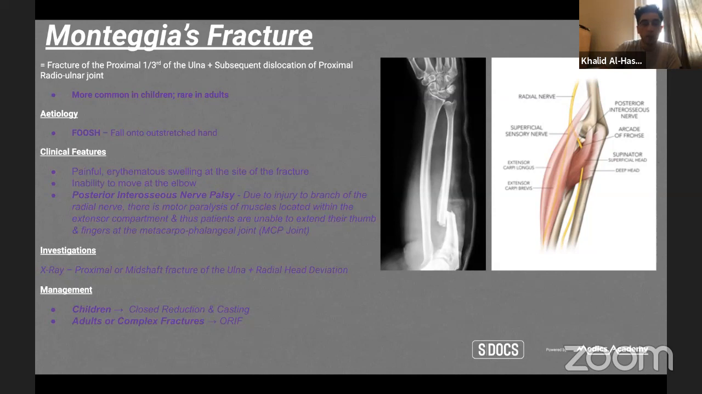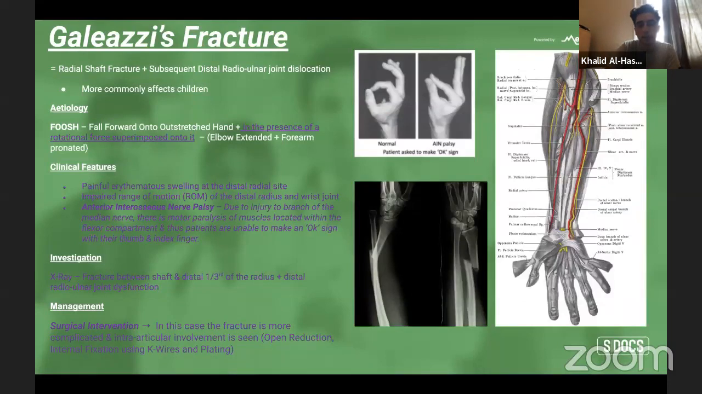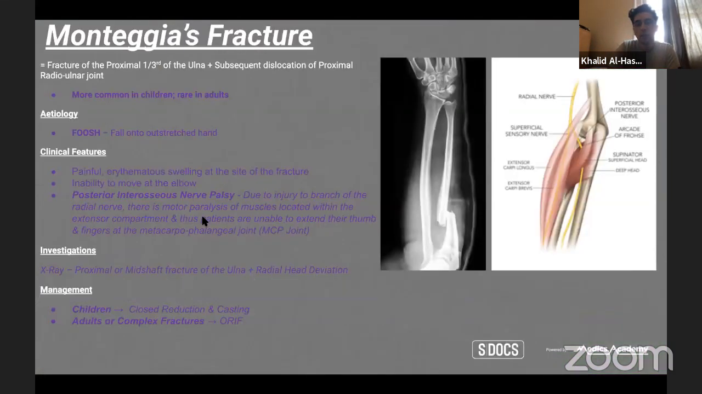What we have is similar clinical features as with all fractures, such as inability to move the elbow and painful erythematous swelling. The most important thing to take away from this would be a posterior interosseous nerve palsy. Please note that in the previous fracture, the Galeazzi's fracture, it was an anterior interosseous nerve palsy, whereas with the Monteggia's fracture, it is a posterior interosseous nerve palsy. This is an important point to remember.